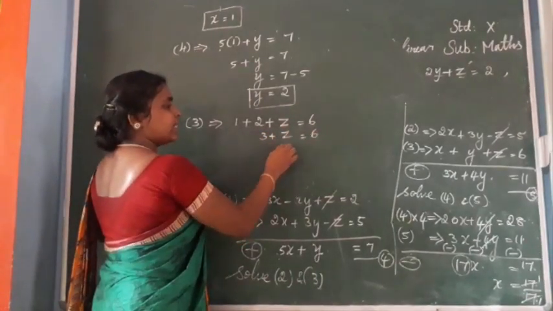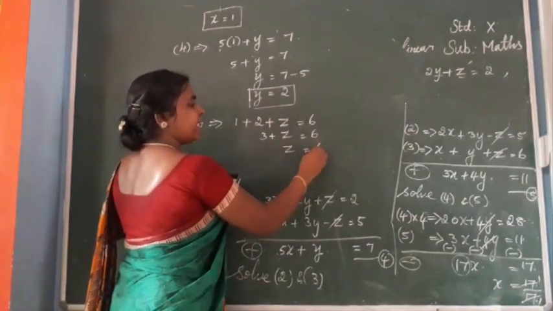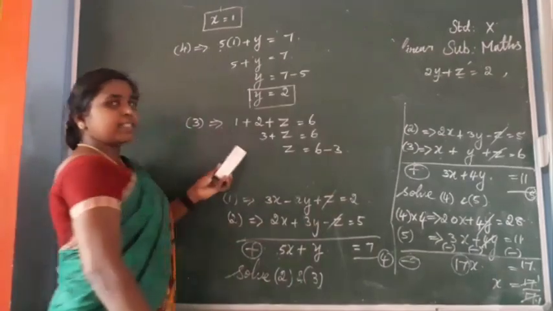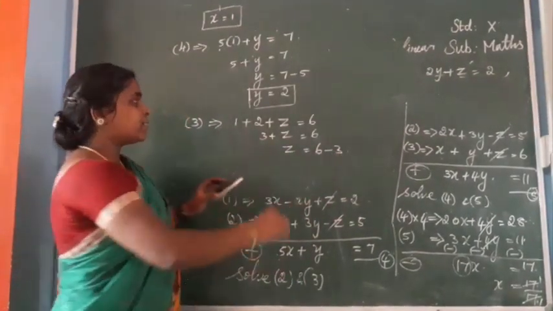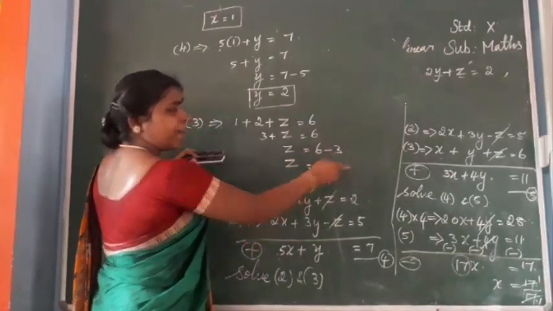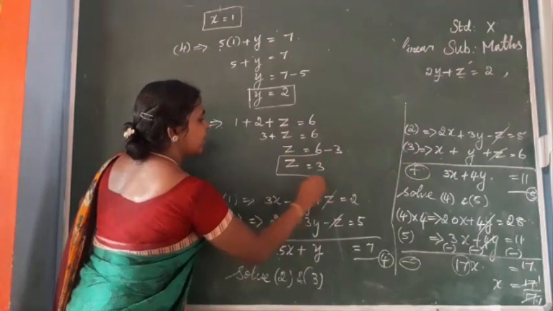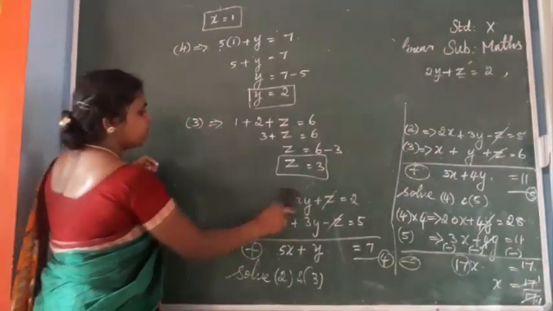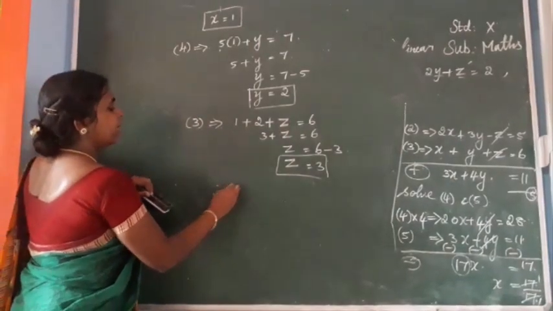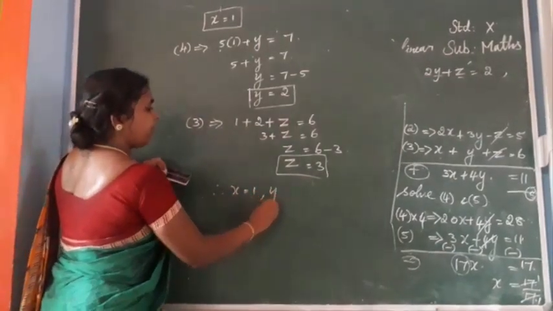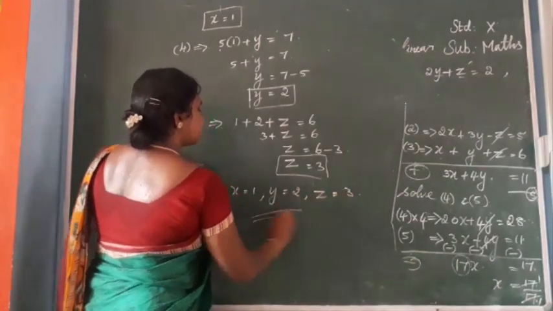Now we need only z. So 3 you have to take to the right hand side. If you take it to the right hand side, it will become negative, so minus 3. So z equal to 6 minus 3, which is 3. That's all, we got all the values. After getting all the values, at last you have to write: therefore x equal to 1, y equal to 2, z equal to 3. That's the answer.